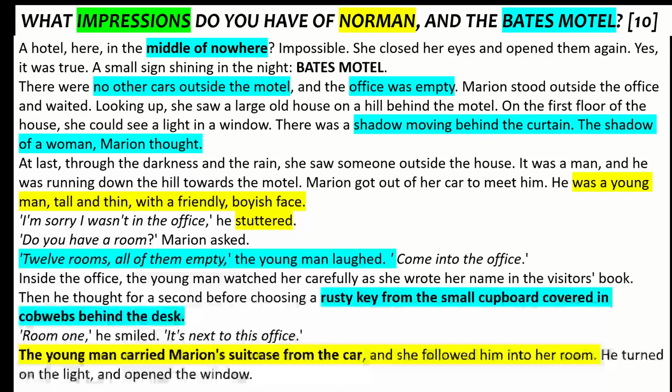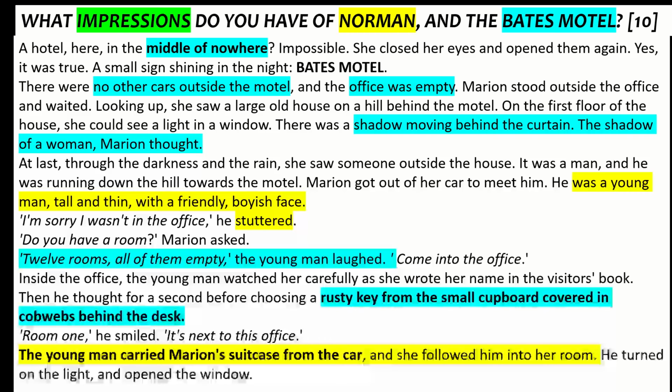There was a shadow moving behind the curtain, the shadow of a woman. So quite interesting how the writers put not the woman first, but the shadow first. So almost like an ominous, bit of a gloomy, bit of a threatening atmosphere already. 12 view rooms, all of them empty. So again, that's telling us that at the Bates Motel, no one is there. If this was a different kind of question, you'd probably be fearing for Marion at this point. She's there on her own.